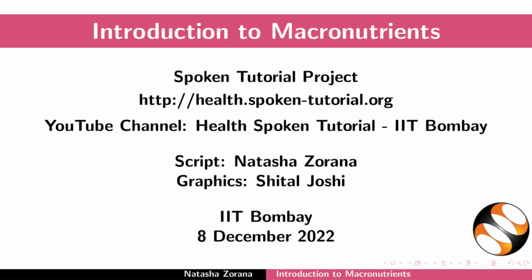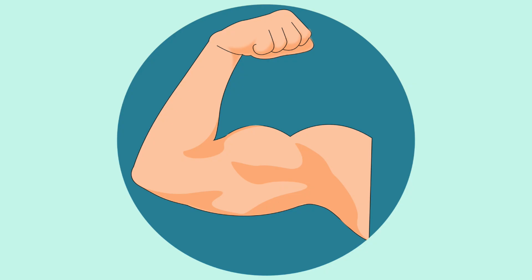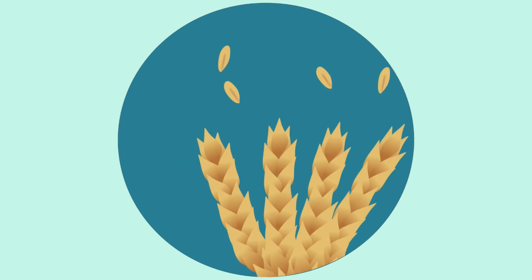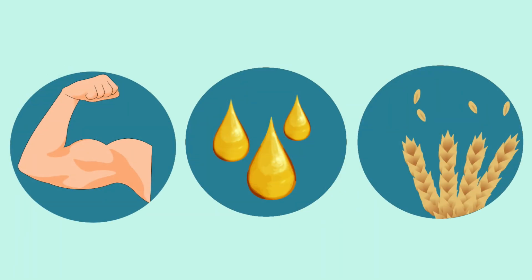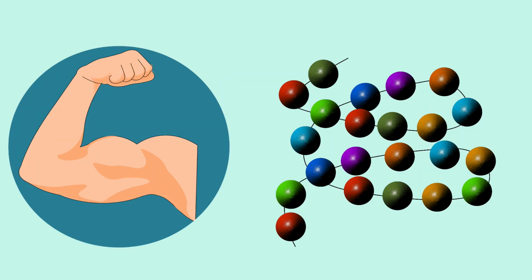Welcome to the spoken tutorial on the introduction to macronutrients. In this tutorial, we will learn about proteins, fats, and carbohydrates. Macronutrients, or macros, are important nutrients. They include proteins, fats, and carbohydrates. Let's learn more about each of these macros, starting with proteins.